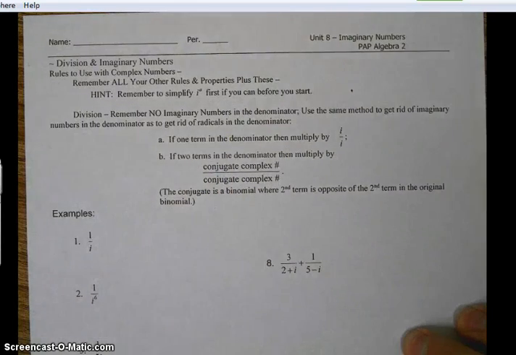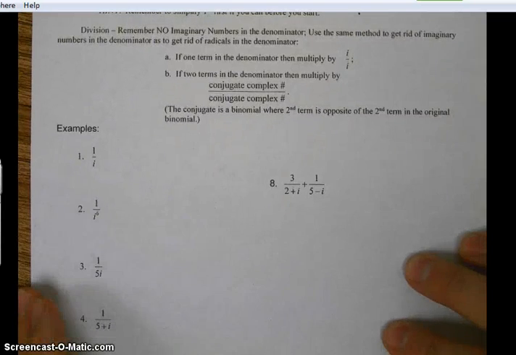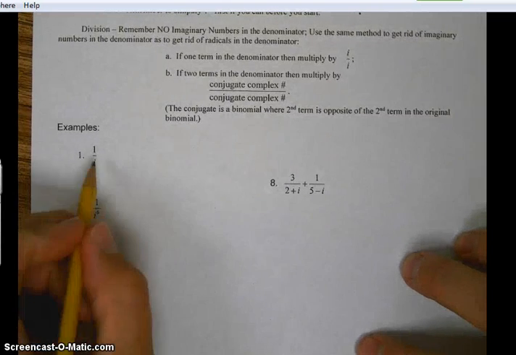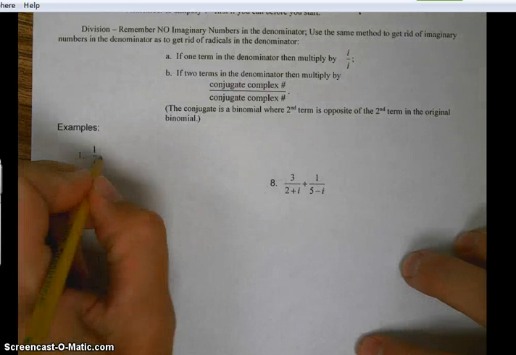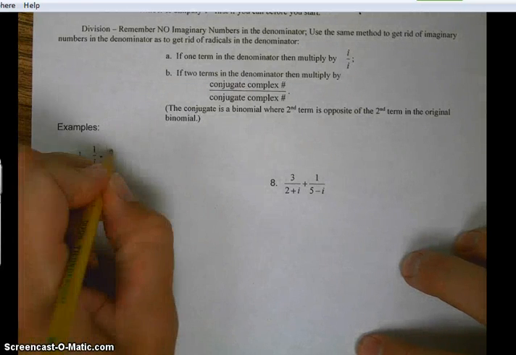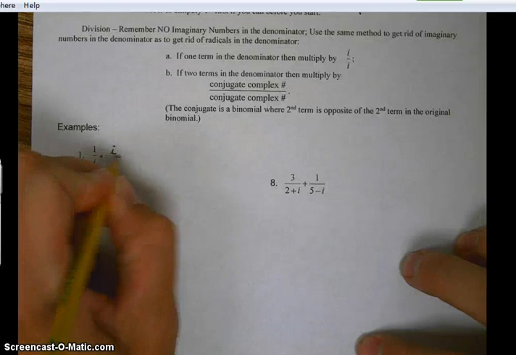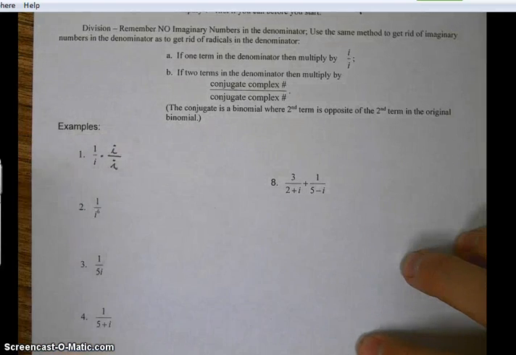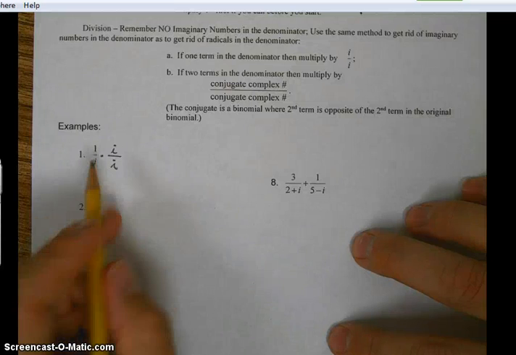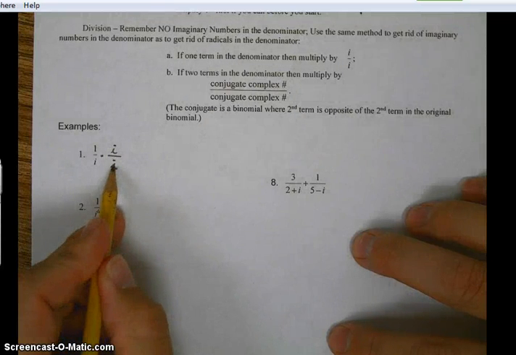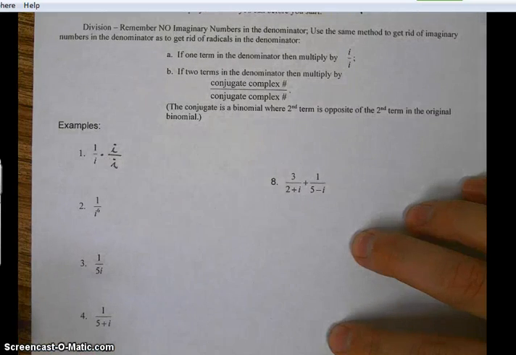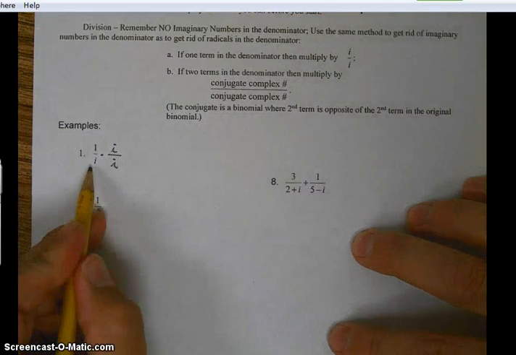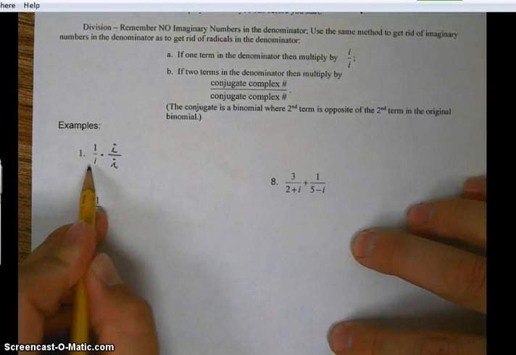So let's just jump right down here to example number 1. Notice we have an imaginary number in the denominator. So to make it go away, you're going to multiply by i over i. And the reason we can do that is because i over i is 1, and anything times 1 is itself. So we're not changing the value, we're just changing the form.